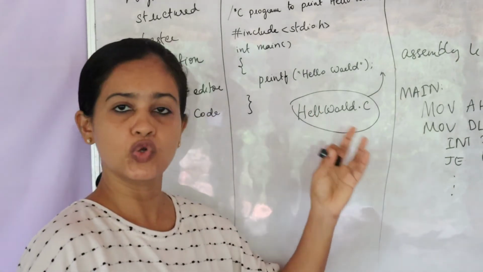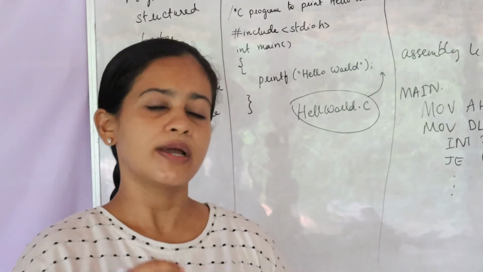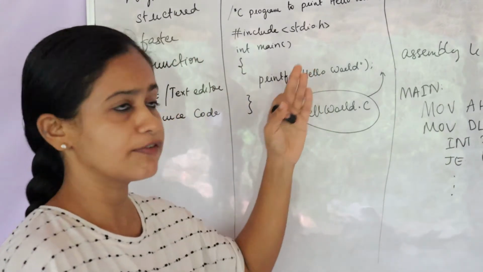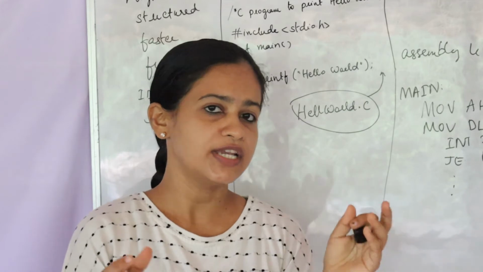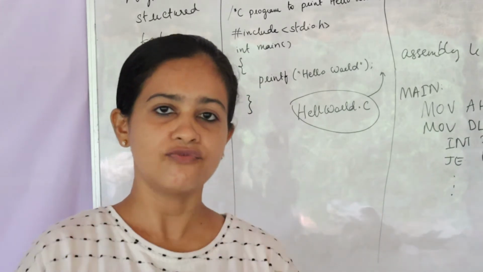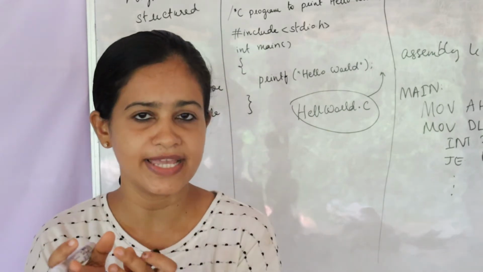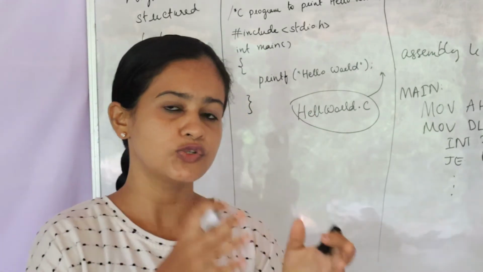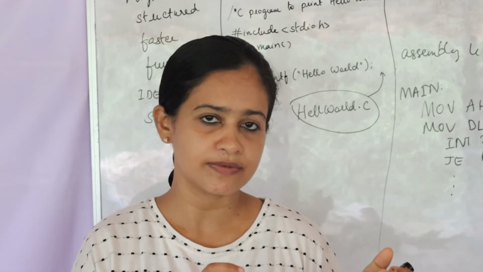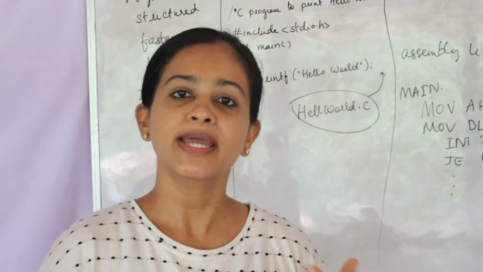So once we have the source code, what do we need to do? Computer can't understand this language. It can't understand C language. It understands only zeros and ones. So we need something which translates this C program to machine code or binaries. For that purpose, we have a compiler.